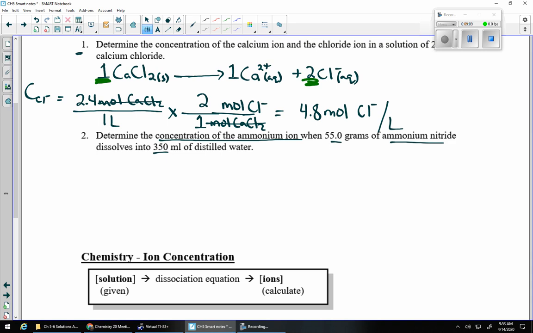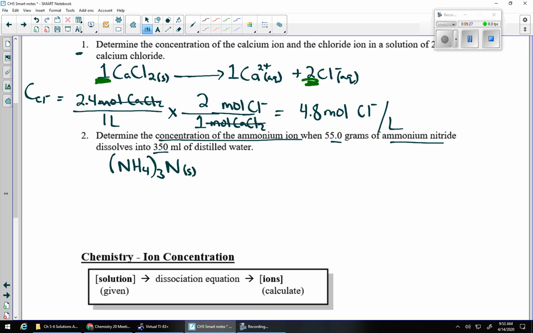The first thing that I want to start with is my dissociation equation. So first and foremost, ammonium nitride. So that's going to be (NH4)3N.